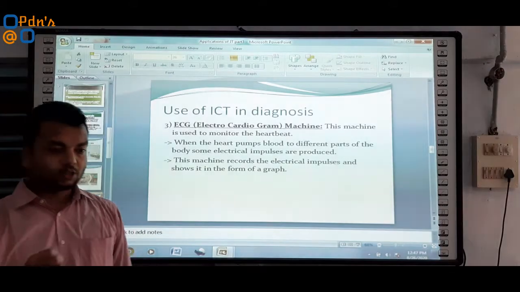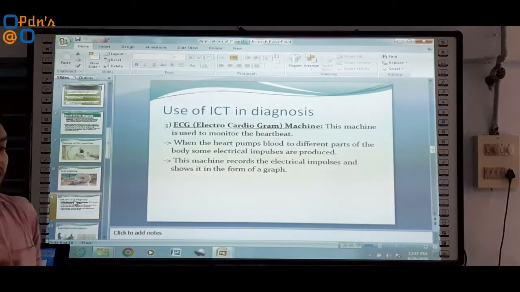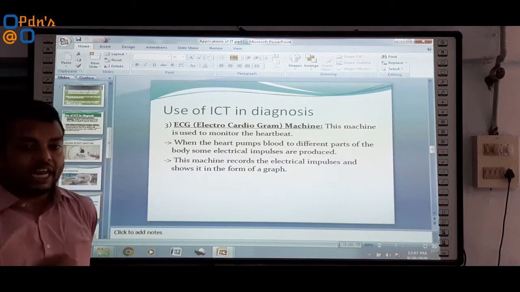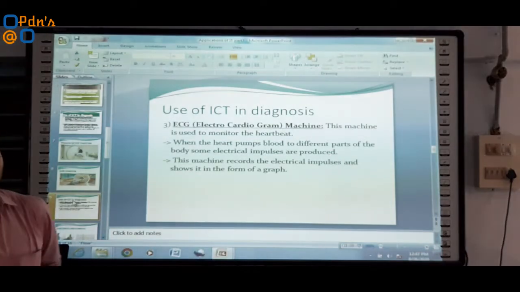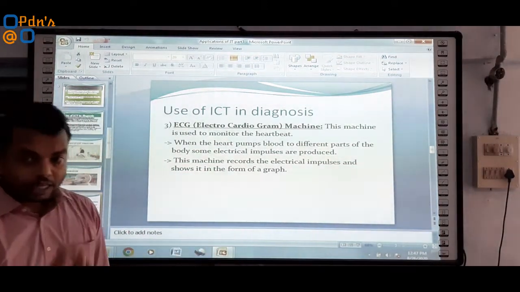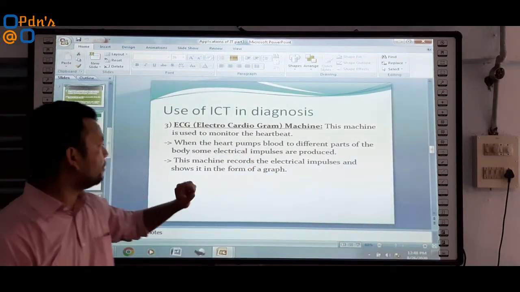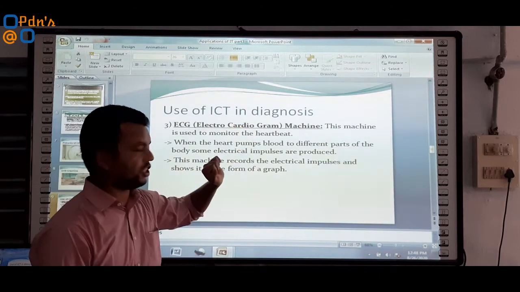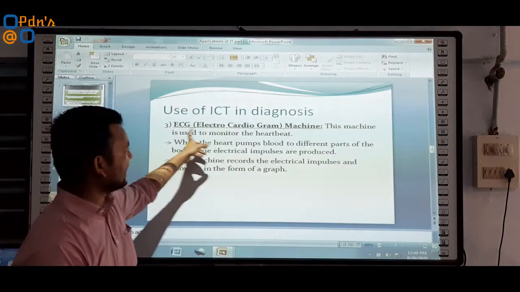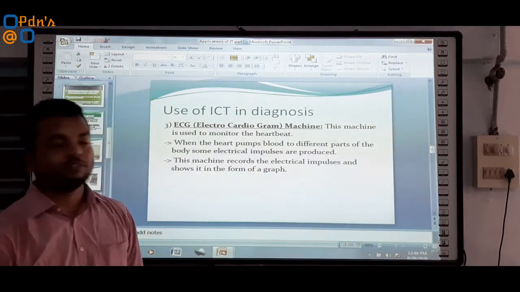Now what happens, as soon as the heart beats, during this heartbeat operation, the heart pumps blood to different parts of the body, and during this pumping of blood, certain electrical impulses or vibrations are produced, which can be detected and recorded in the form of a graph by using this ECG machine, the electrocardiography machine. This machine records the electrical impulses and shows them in the form of a graph.